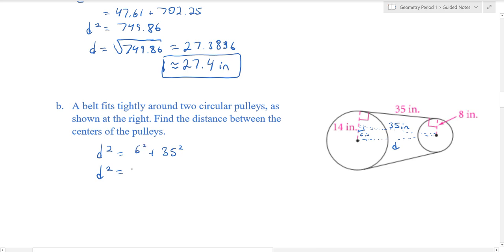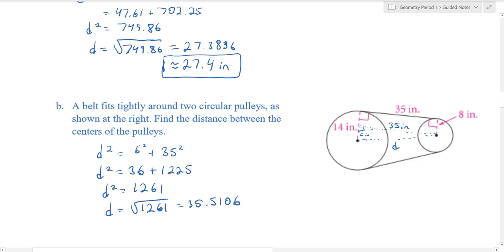and we have D squared equals, so 6 squared is 36, 35 squared is 1225. That gives me that D squared equals 1261. Then I take the square root of both sides and I get that D equals the square root of 1261. And this equals 35.5106 and a bunch of numbers after that.